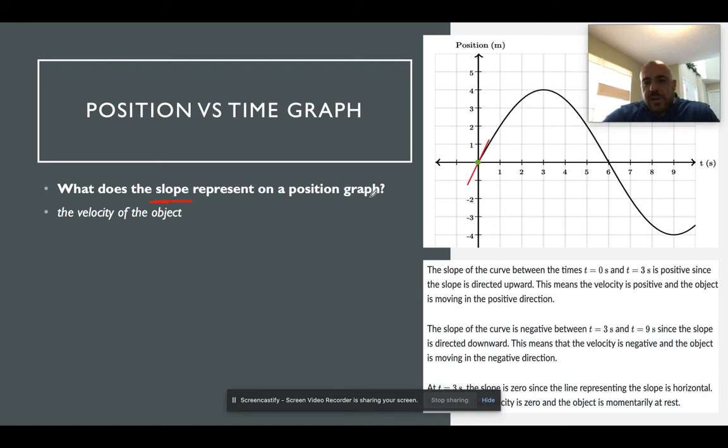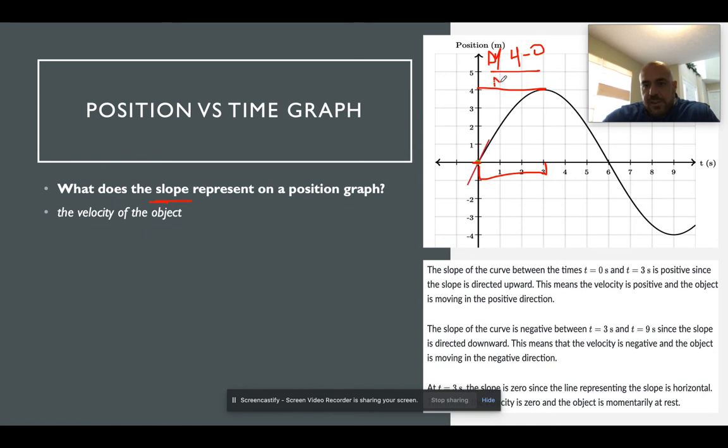All right, let's look at between 0 and 3. How fast did this, whatever it is, it doesn't tell us, how fast did this object move? Well, we have to take the slope. Remember, change in y over change in x. So at 3, we had a position of 4. And at 0, we were 0. So our change in y was 4. 4 minus 0.